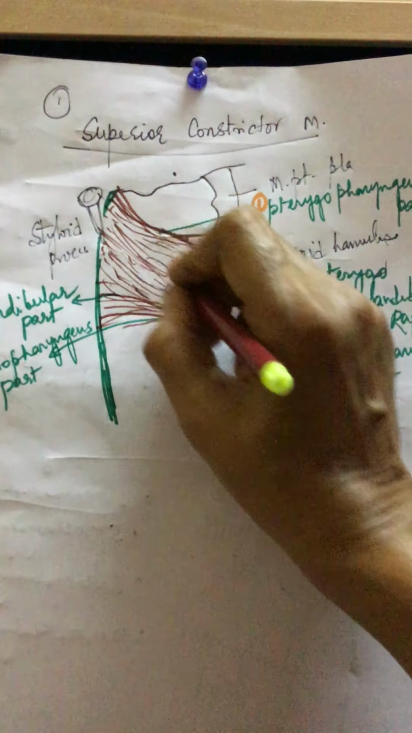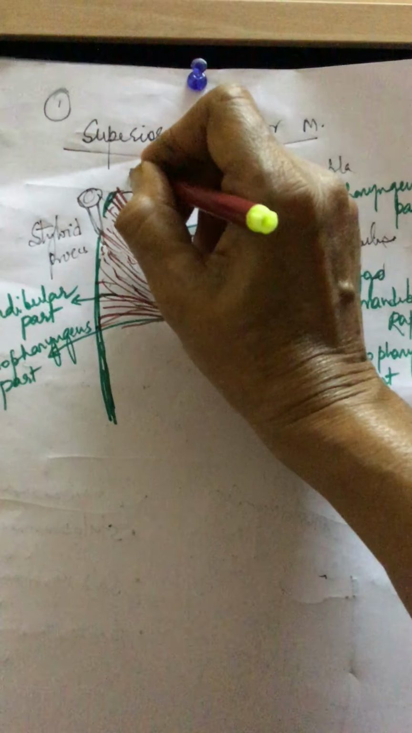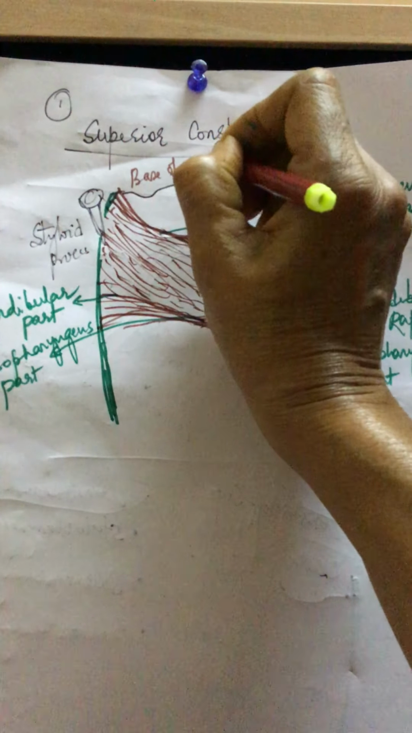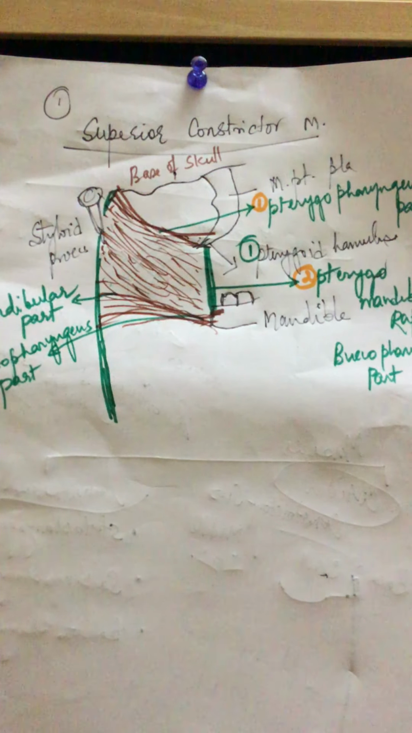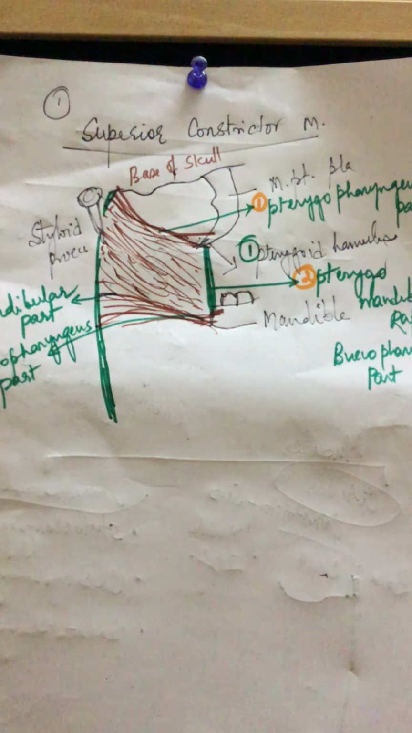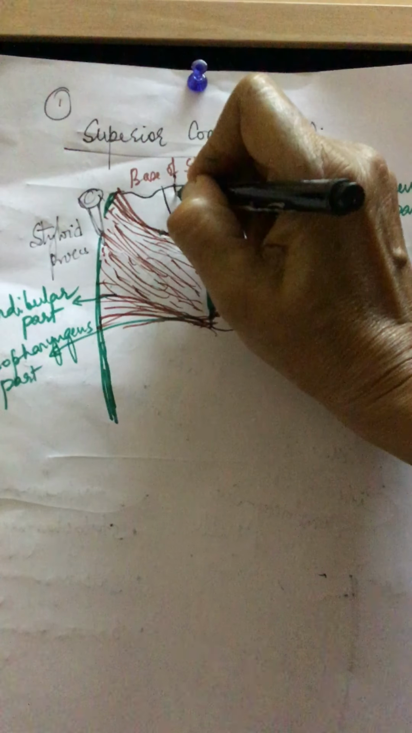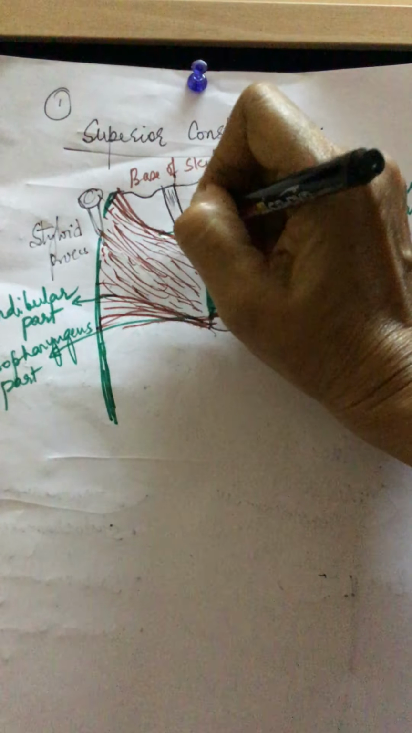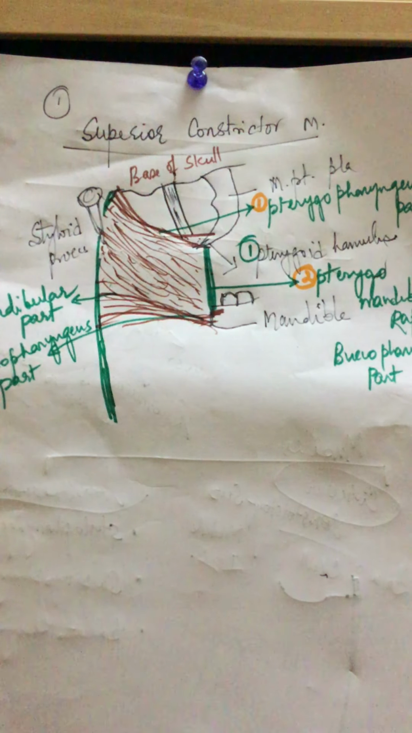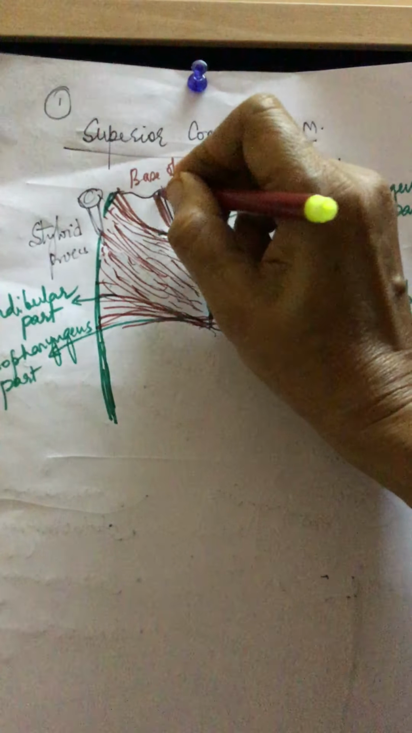So this is the superior constrictor. This is the base of the skull. And you have seen there is a gap between the base of the skull and the upper margin of the superior constrictor muscle. This gap transmits the auditory tube. This is a very important question. So this is the auditory tube. Behind the auditory tube you find the levator palatini muscle.